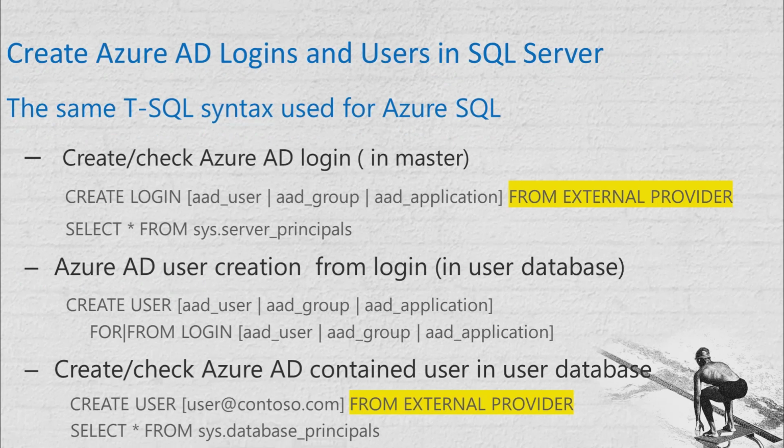To create an AAD user or login in SQL Server, we have a special syntax that exists for Azure SQL today. We extended this syntax to SQL Server 2022. To create a login, we use CREATE LOGIN and then FROM EXTERNAL PROVIDER. With the view sys.server_principals, this user can be viewed. To create a user with this login, we use the existing syntax where we give the AAD user, for example, and use the AAD user login.